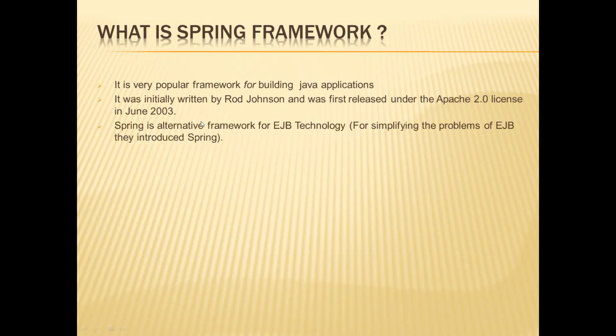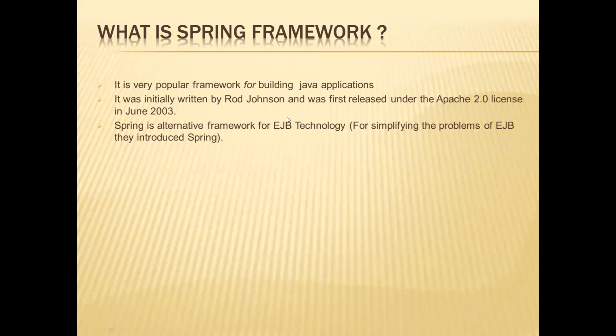Basically, Spring is an alternative framework for EJB technology. To simplify the problems of EJB, they introduced Spring. So what EJB is and how it works, we need not worry. Because of some problems, EJB is another technology to build enterprise-level applications. EJB means Enterprise Java Bean. So Spring is an alternative framework.